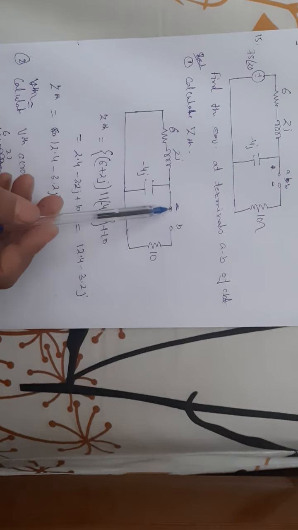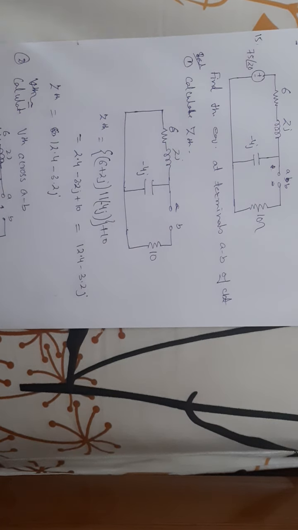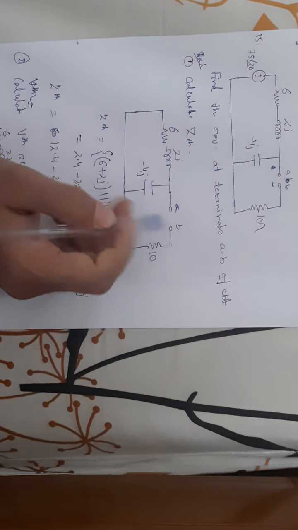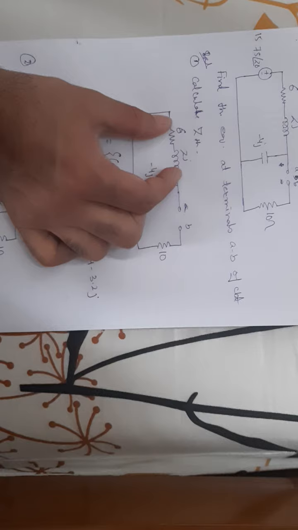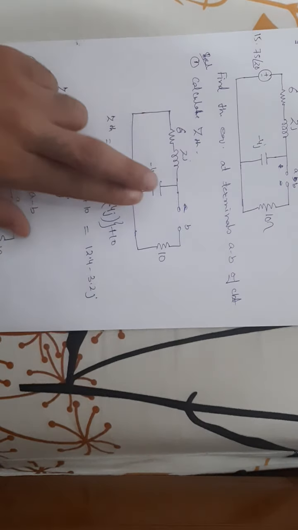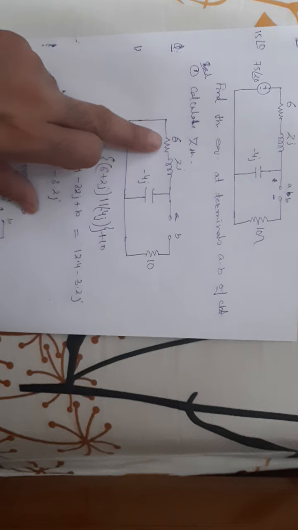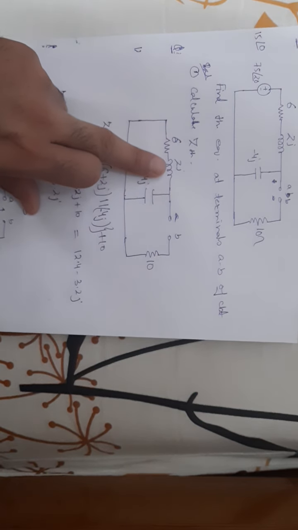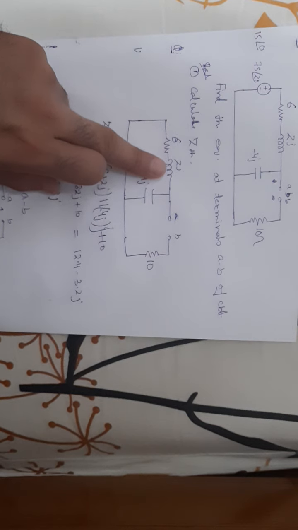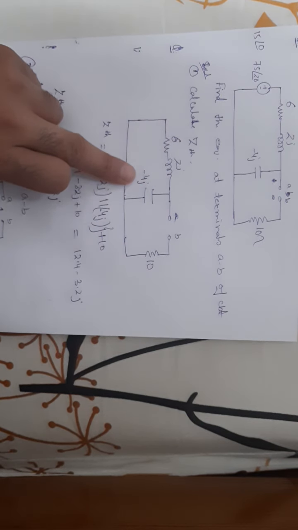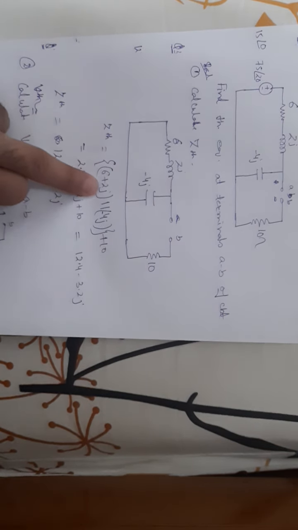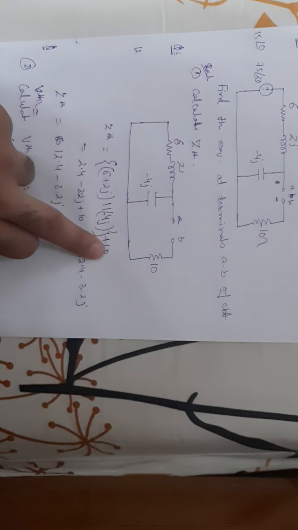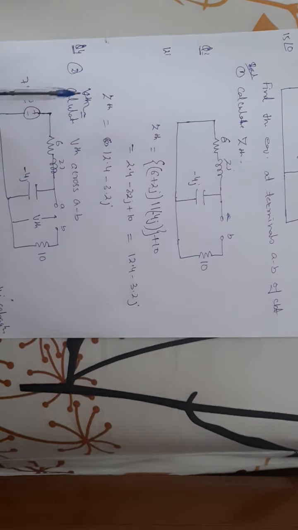If you look across the terminals AB, what will be the total impedance of the circuit? If you start from here, you will see this capacitor is in parallel with the series combination of this resistor and inductor. So I can say that this is 6 plus 2j, because they are in series, parallel with minus 4j. And this whole combination is in series with the 10 ohm resistor. So it will be 6 plus 2j parallel minus 4j plus 10 ohm. Solving this, you will get ZTH is equal to 12.2 minus 3.2j.